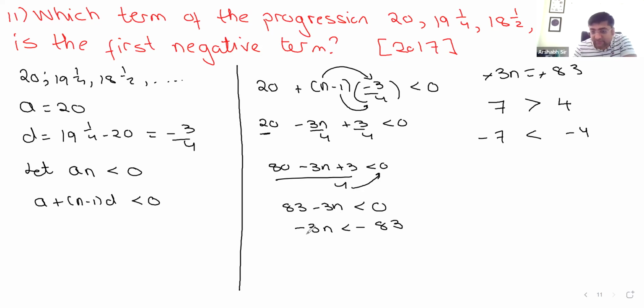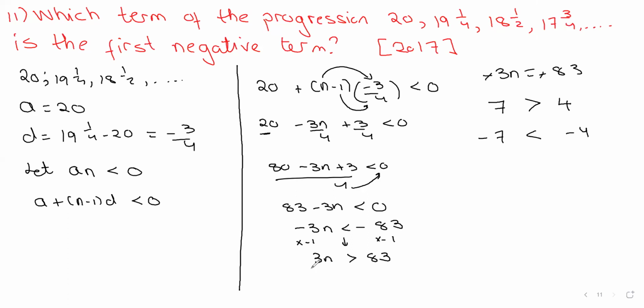So whenever the variable has a minus sign in front of it, what do we do? We multiply both sides by -1. Into -1 into -1. So this becomes 3n. The inequality flips: greater than 83. Did you all understand this? Yes or no? Yes, sir. Sure? Now solve this.